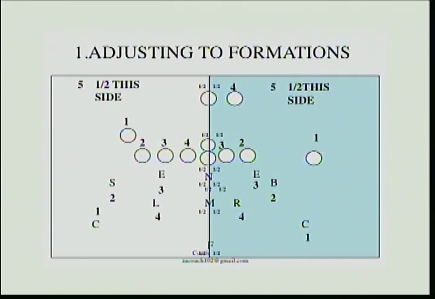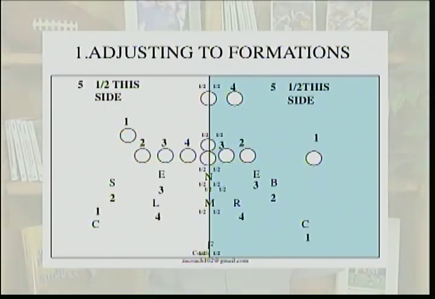On the right side, the offense in this case would have number 1 man as the receiver, 2 is the tackle, 3 is the guard. The quarterback and center are half a man each. The fullback is half a man, and the halfback is 4.